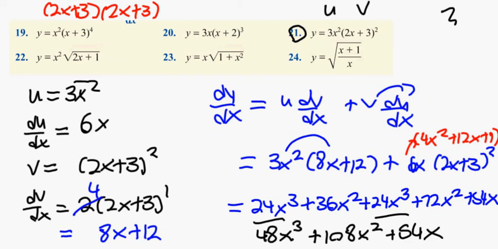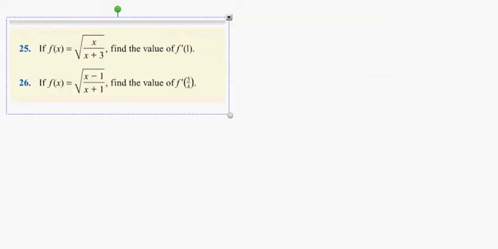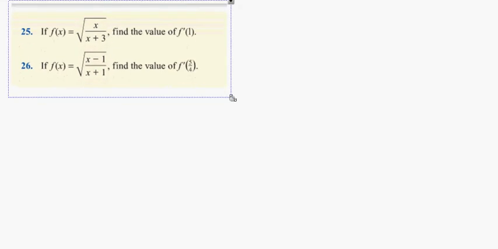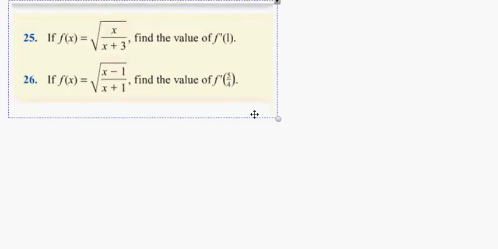Now, moving on to 25 and 26. I'm going to split the difference here, guys. The first one I'm going to do using the quotient rule. The second one I'm going to try the chain rule again, just to see if it can be done. Okay, it can be done. Doesn't matter, we're getting it right this time. Okay, so let's change it around.